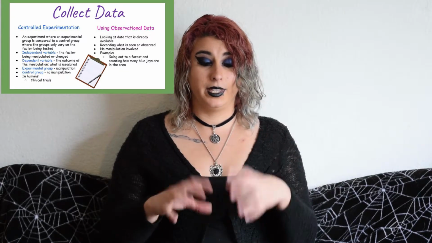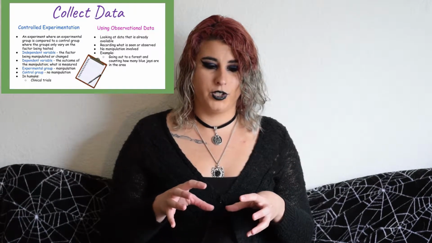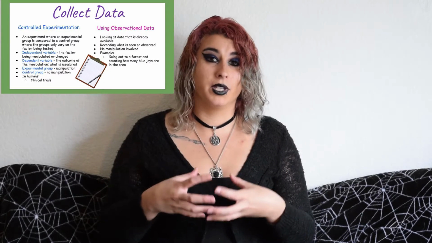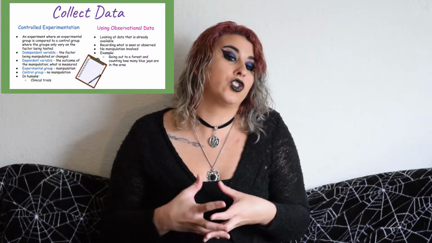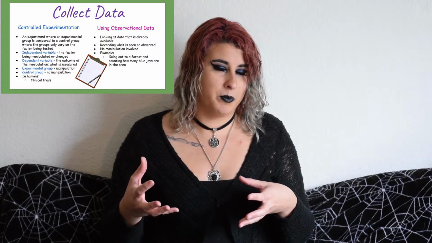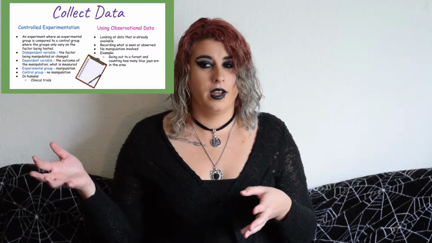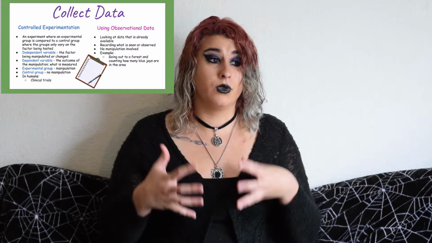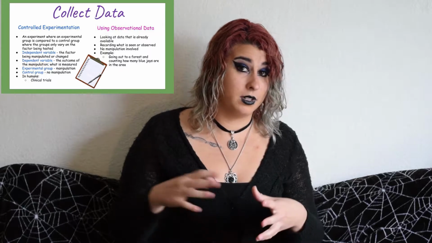And from these experiments, what you're going to see are two very important variables. The independent variable, which is the thing that's being manipulated or changed by those researchers, and a dependent variable, which is the outcome of the manipulation or what they're actually measuring. So if you're measuring if a certain fertilizer makes a plant grow better, then your independent variable is going to be the fertilizer that's being added, and your dependent variable is going to be the plant growth.